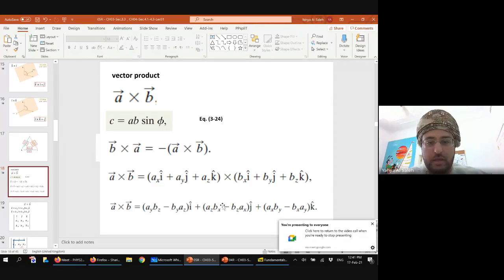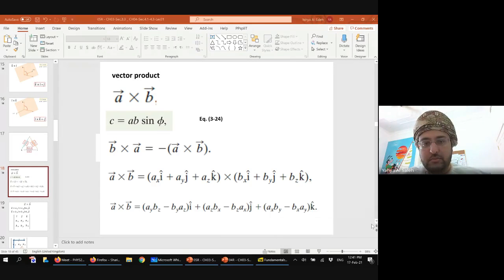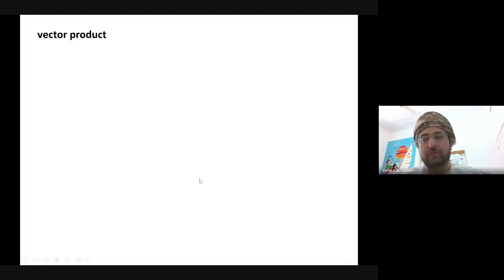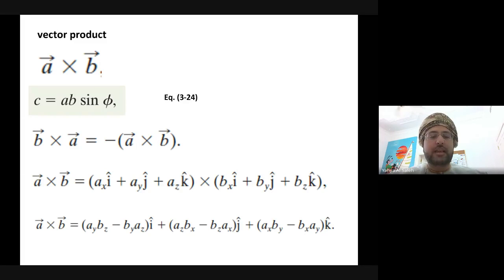Now, what is A cross B? A dot B, we saw: AX BX, AY BY, AZ BZ, and add them up and you're done. What is the vector product? A cross B. Turns out, this is A cross B, and that is not nice, and you do not want to memorize this. Or maybe you want to, but I, for one, can never memorize this.